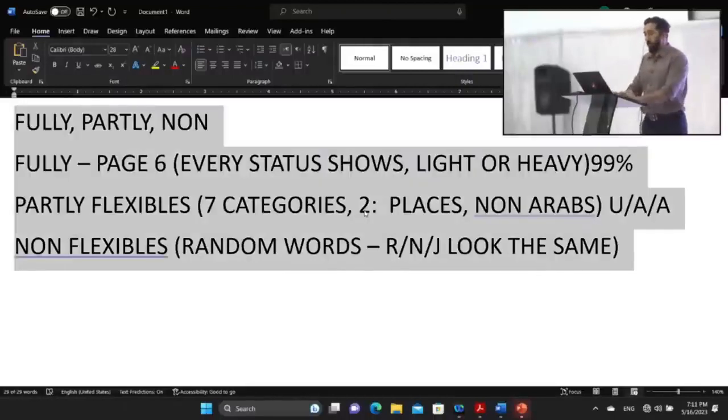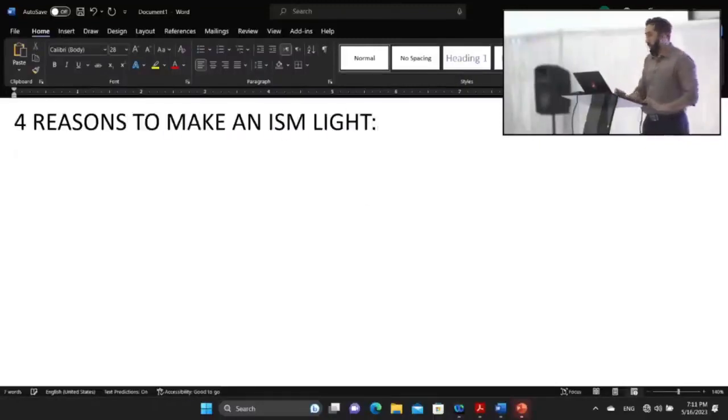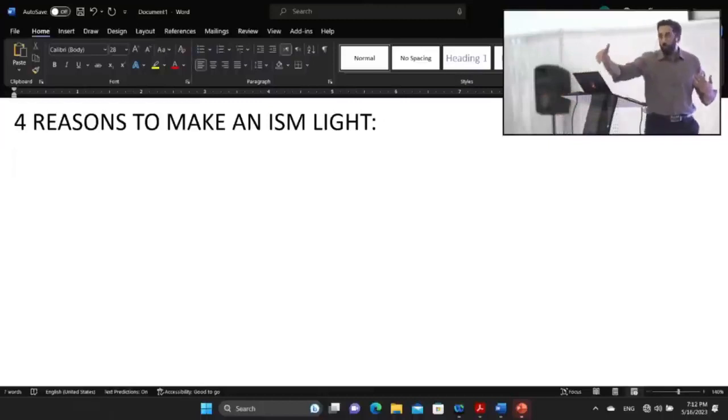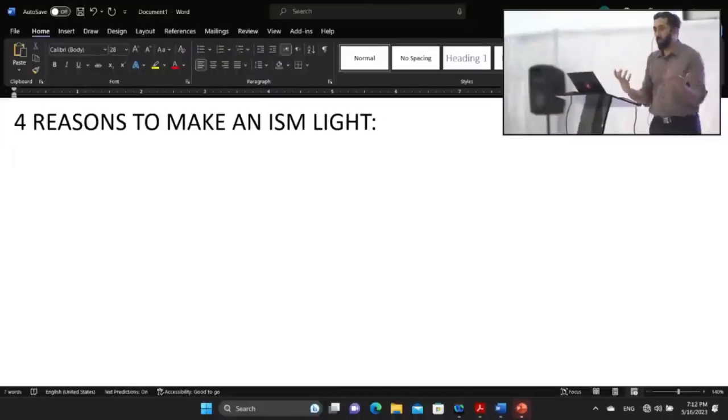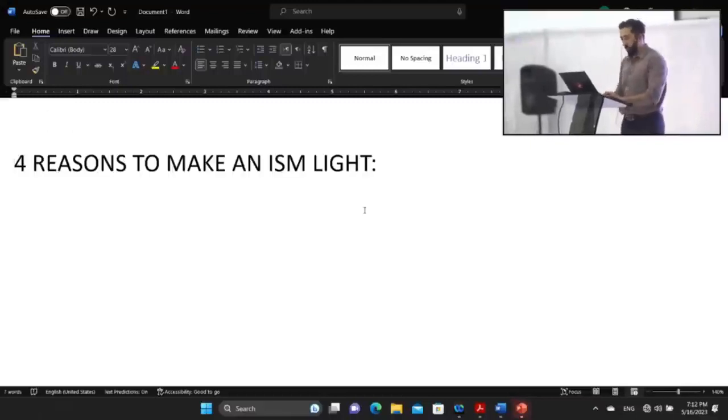Now, another quick thing that we didn't fill in last time. There are 4 reasons to make an ism light. It's in your notes, and it's empty, isn't it? But first, before I write the answers here, I want you to remember what is light and heavy anyway. So let's ask ourselves, as a recap, a fundamental question.